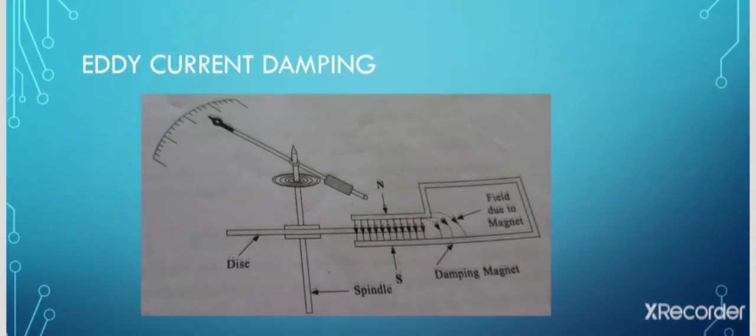The next classification is eddy current damping. Coming to its construction, it consists of a spindle rod. To the spindle rod, one disc is attached, and we are using one hairspring for the controlling torque, and to the spindle we are connecting a pointer which shows the reading on the scale, and the disc is placed in between the damping magnet. This damping magnet will produce the magnetic flux. This is about its construction.